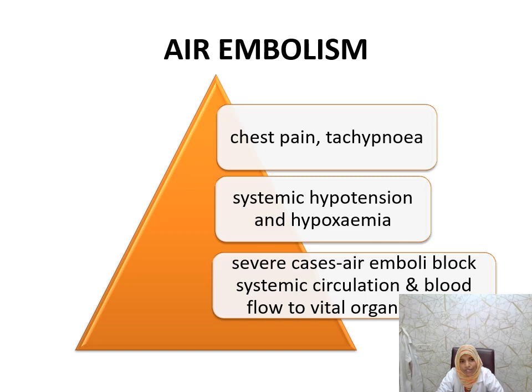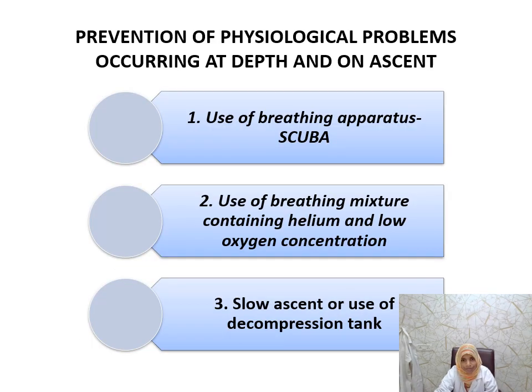The second complication which an individual faces while ascending rapidly is air embolism, and the symptoms are chest pain, tachypnea, systemic hypotension and hypoxemia. In severe cases, air emboli can block systemic circulation and blood flow to the vital organs. So how do you prevent this condition? The prevention of physiological problems occurring at depth and on ascent.